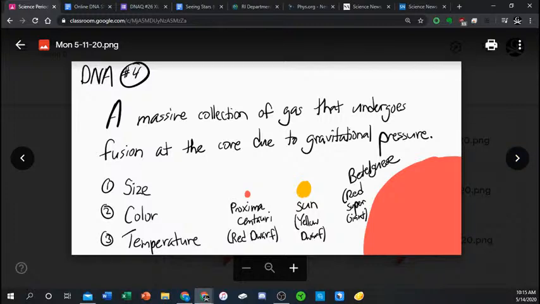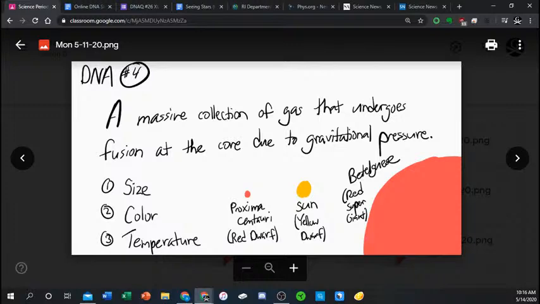DNA 4 through 6, talking about seeing stars, the different types, and the effects of a star's aging. What is a star? In our definition that we use, it's a massive collection of gas, a spherical collection of gas that undergoes fusion at the core due to gravitational pressure. So gravity is pulling hydrogen into the center. As hydrogen gets pulled in the center, no room for it to go until it goes into each other. When you have two protons together, instead of just the one, you go from hydrogen to helium. That releases energy, and that's called fusion.